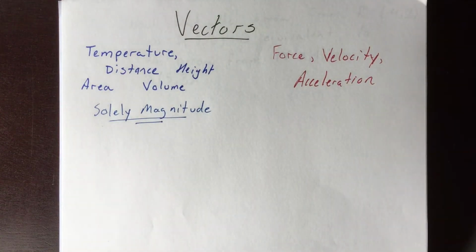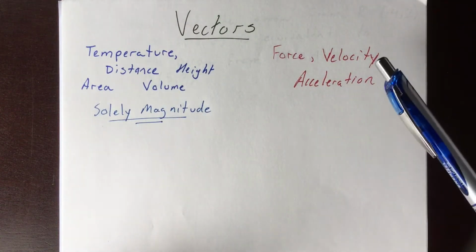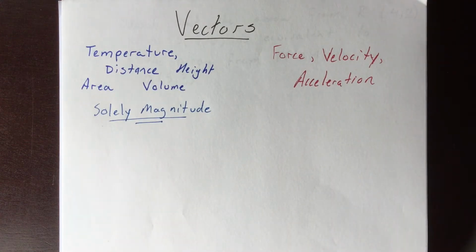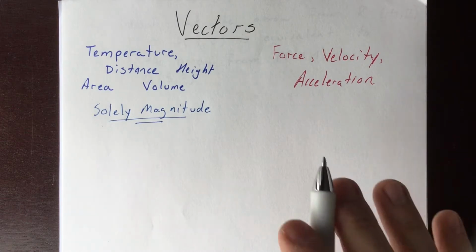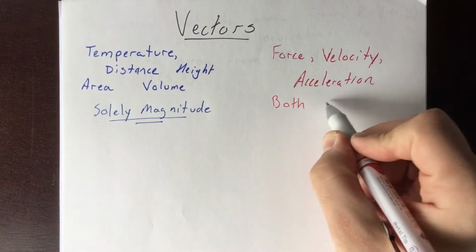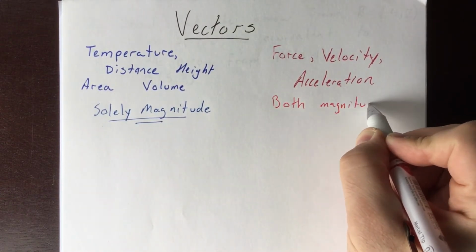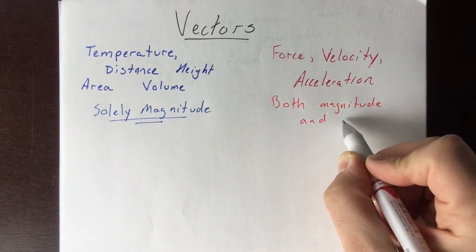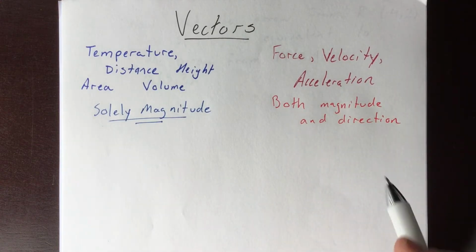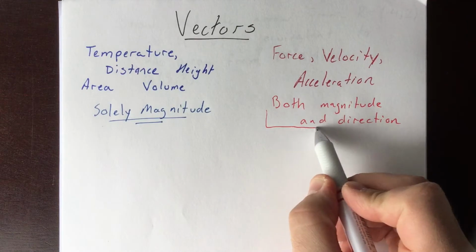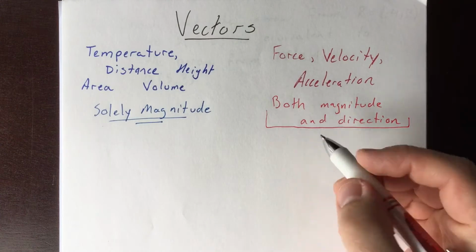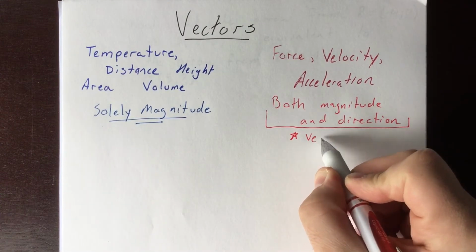Whereas force, velocity, and acceleration, if you have little experience with physics, you might not know what these have in common. But force, velocity, and acceleration, these have both magnitude and direction. Okay? So we are focusing on this category. In this category, we can title it, as you can see here, these are vectors. Examples of vectors.